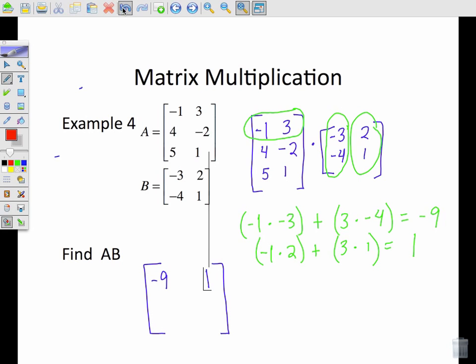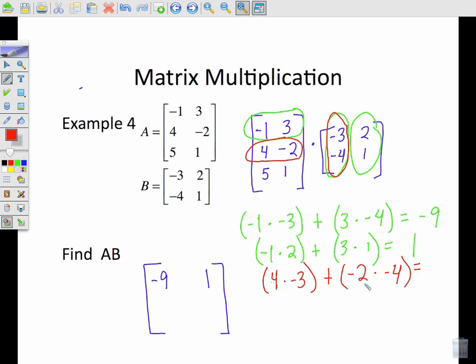We're going to repeat this process. Now on the next step, we're going to use row 2, and then you turn it sideways and you match it with column 1. So that would be 4 times -3, and match up the second component, -2, with the second component of -4. Add these together, you got -12 plus 8, which is -4. Since this is row 2 and column 1, I place that product here in row 2, column 1, so -4.